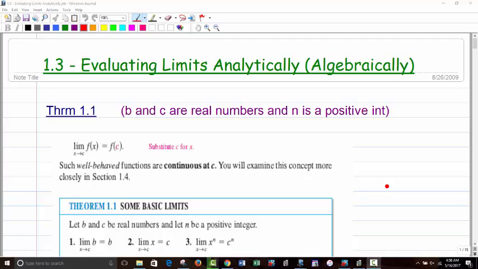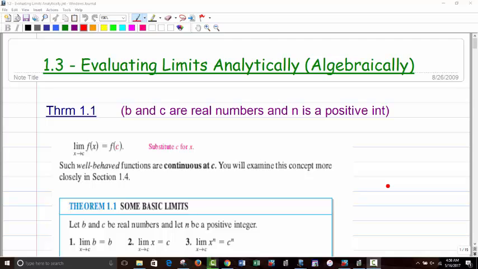This recording is entitled Evaluating Limits Analytically. Also, I added algebraically, basically. We've seen in a previous video how to find them from looking at graphs, and then also from a table of values as it's approaching below and above that number. What's the y value doing?